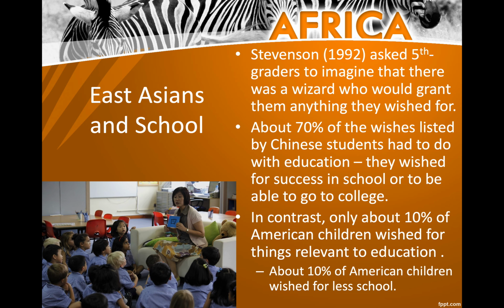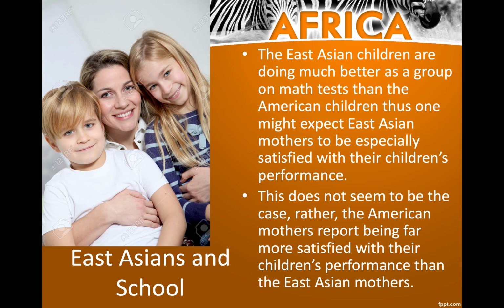They wished for success in school or to be able to go to college. In contrast, only about 10% of American children wished for things relevant to education. About 10% of American children wished for less school. Oh man. The East Asian children are doing much better as a group on math tests than the American children.